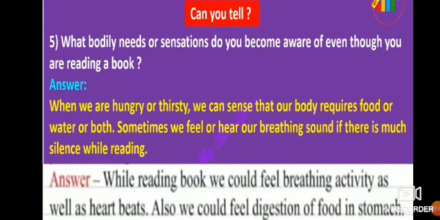Now, what bodily needs or sensations do you become aware of even though you are reading a book? When we are hungry or thirsty, we can sense that our body requires food or water or both. Sometimes we feel or hear our breathing sound if there is much silence while reading. Also, while reading a book, we could feel breathing activity as well as heartbeats. Also, we could feel digestion of food in the stomach.